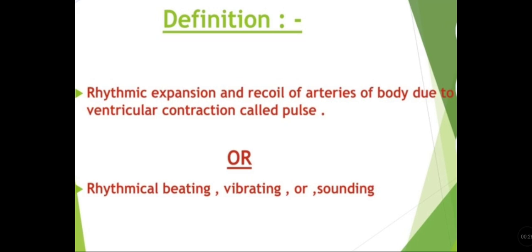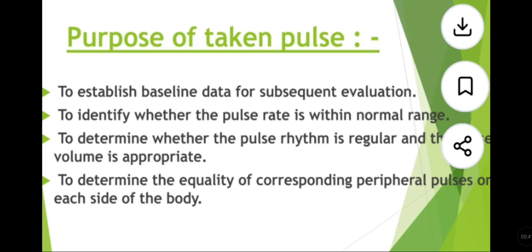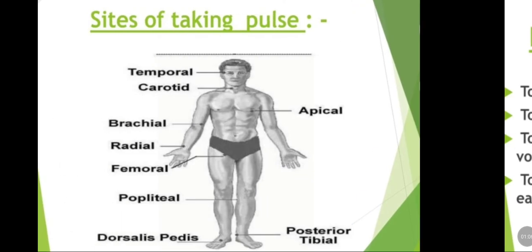Definition of pulse: rhythmic expansion and recoil of arteries of the body due to ventricular contraction is called pulse, or rhythmical beating, vibrating or sounding. Purpose of taking pulse: to establish baseline data for subsequent evaluation. Second, to identify whether the pulse rate is within normal range. Third, to determine whether the pulse rhythm is regular and the volume is appropriate. The fourth is to determine the equality of corresponding peripheral pulses on each side of the body.